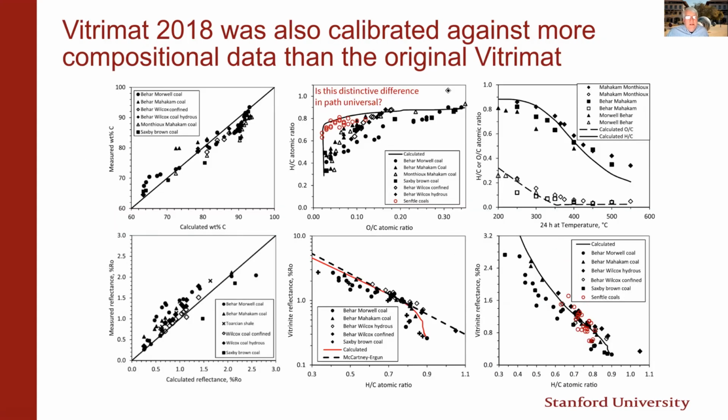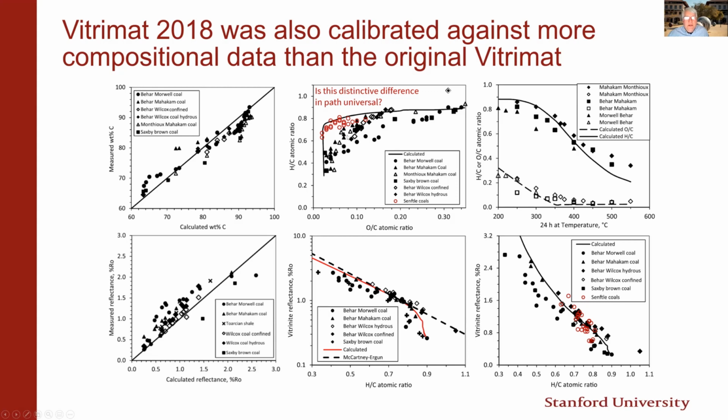So Vitromat 2018 was calibrated against more compositional data than the original Vitromat model. So one would presume that it's better. One of the issues, of course, is that there's still a disconnect between this data from Senfli and all the laboratory experiments. Now the question is, is this really the best representation of coal, or is there more scatter that really would merge these two clouds?